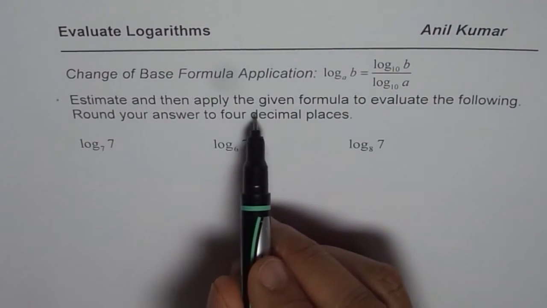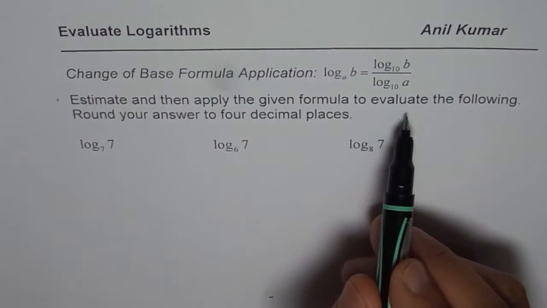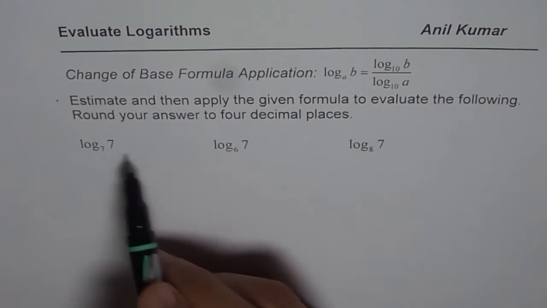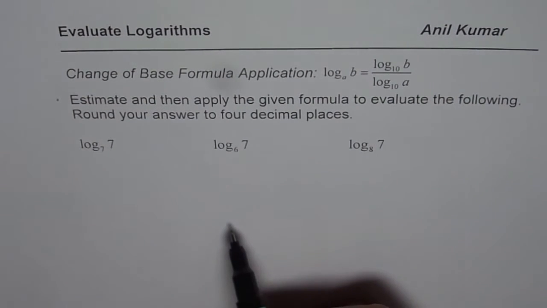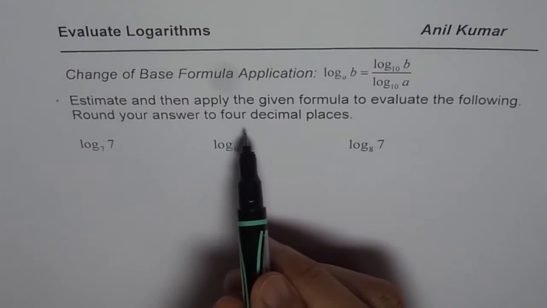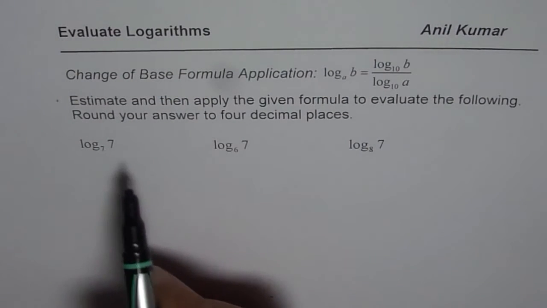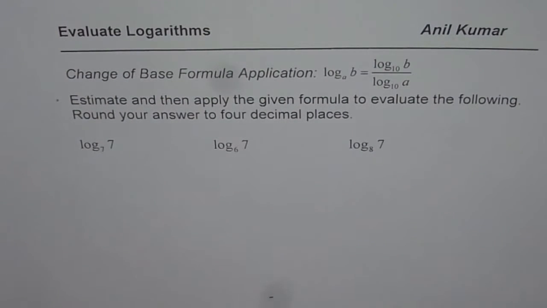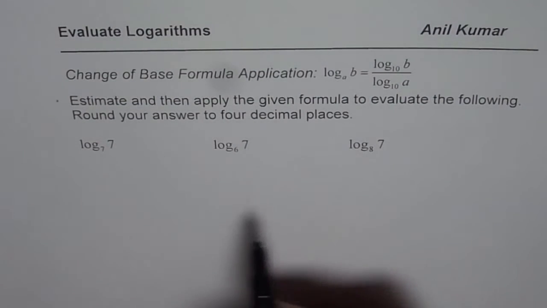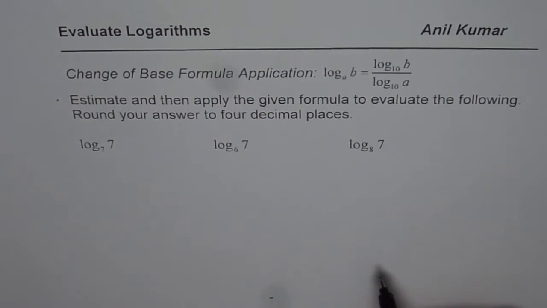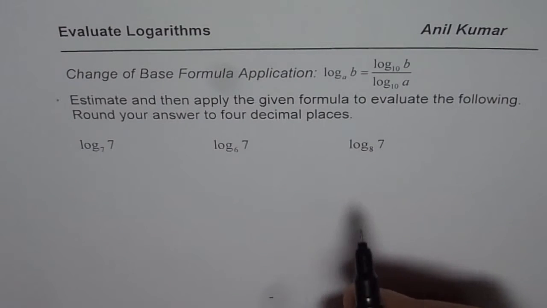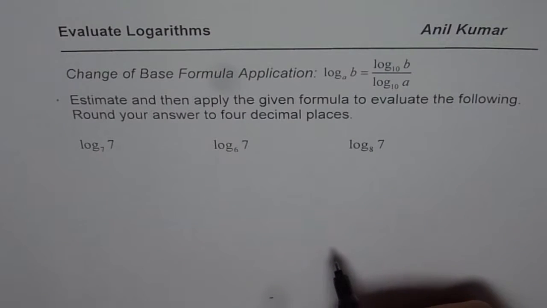Now the question here is, estimate and then apply the given formula to evaluate the following, right? So we have three different logarithmic expressions here. Round your answer to 4 decimal places. Correct. So first part is we need to estimate. So we have log 7 of 7, log 6 of 7, log 8 of 7. So what is your estimate for log 7 of 7? Well, you can pause the video, do the estimate, and also apply this formula and find the value correct to 4 decimal places using your calculator.